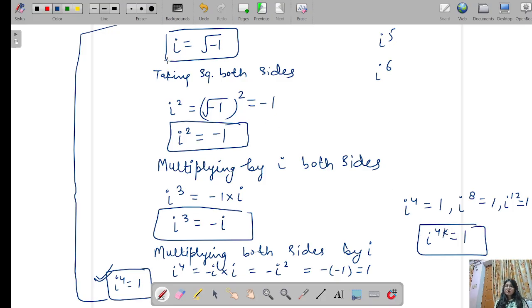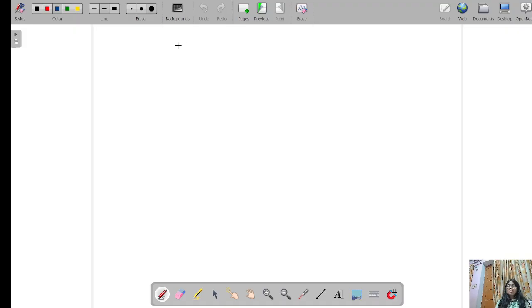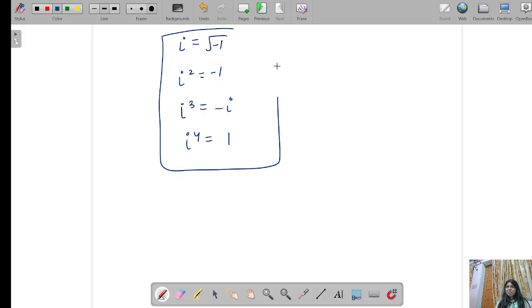Alright, we will use these values. Now I will be using these values further when I have to solve. Okay, these 4 values are very much important.